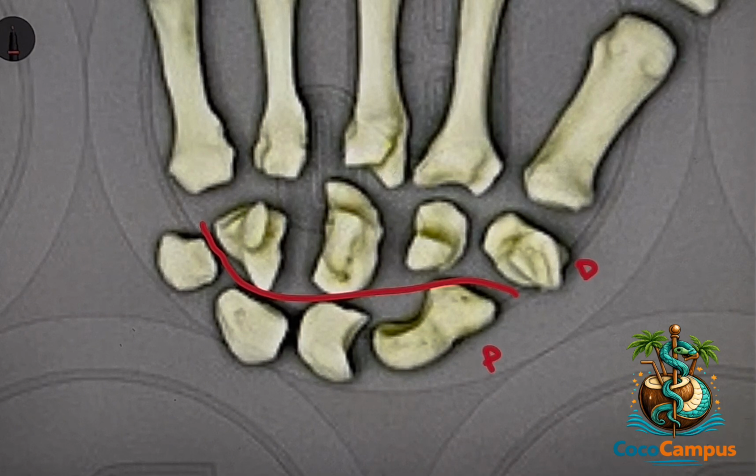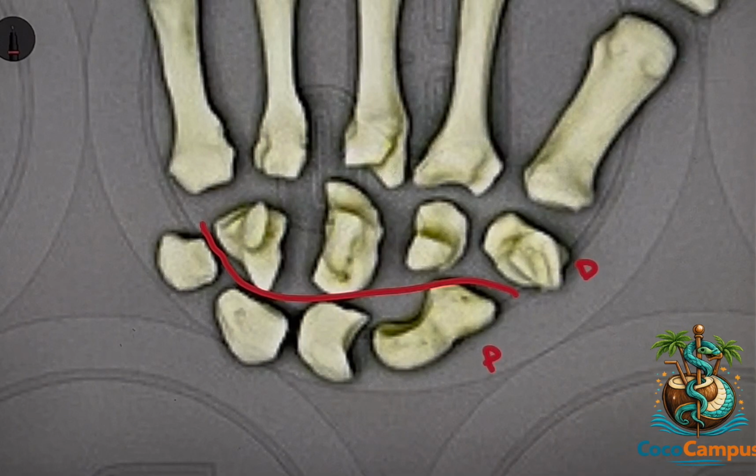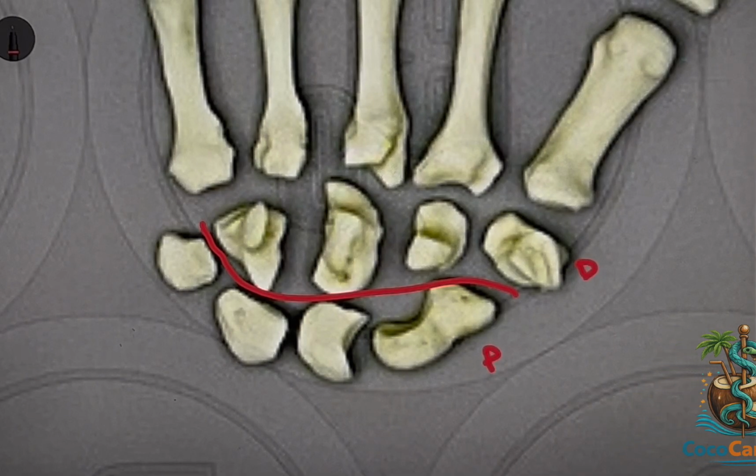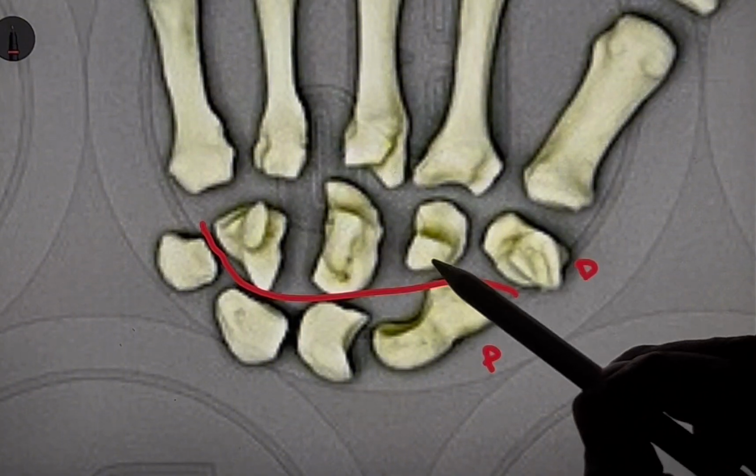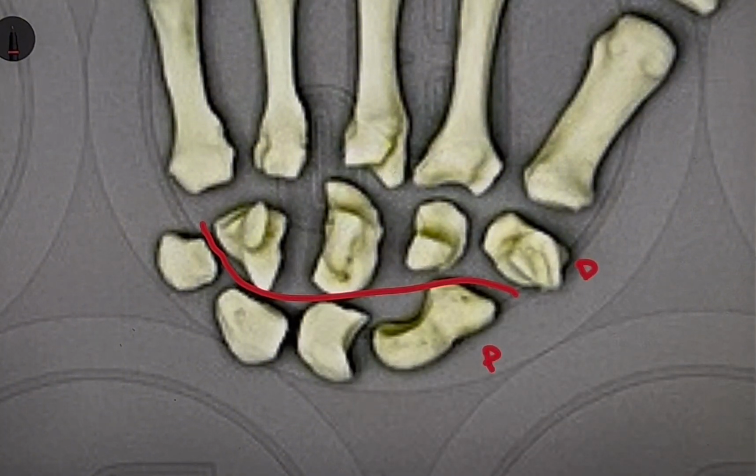The distal row is relatively fixed to the metacarpal base. However, the bones in the proximal row exhibit significant independent mobility. The distal row consists of the trapezium, trapezoid, capitate, and hamate. It functions as a stable structural base that articulates with the metacarpal bones at the carpo-metacarpal joint.